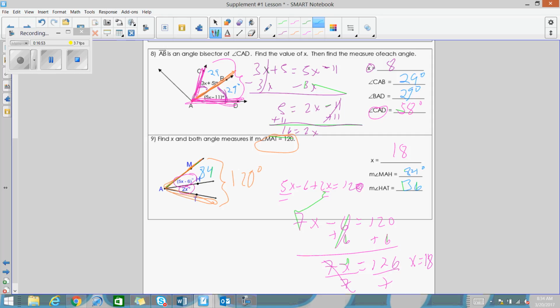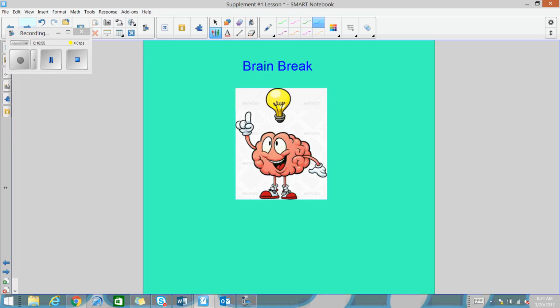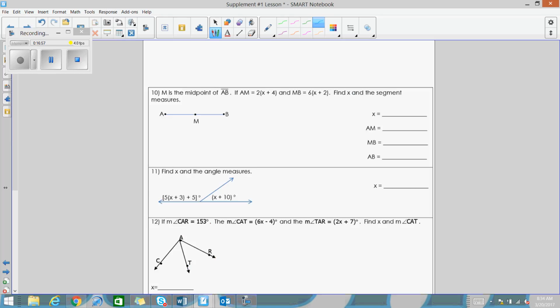All right. No brain break. Let's do one more of these and you should be good, okay? Let's do number 10. Sorry for the fact that we haven't done many of the midpoint ones.